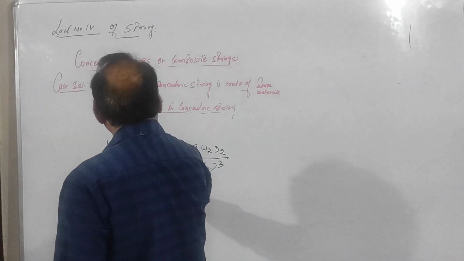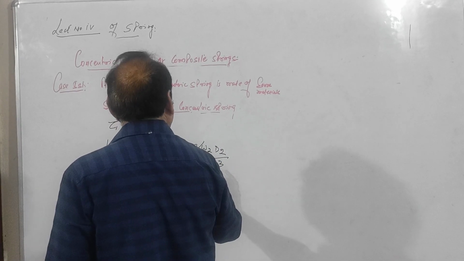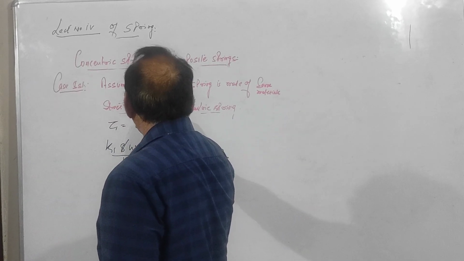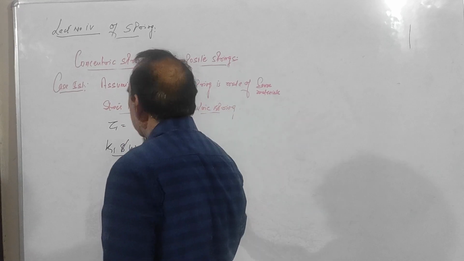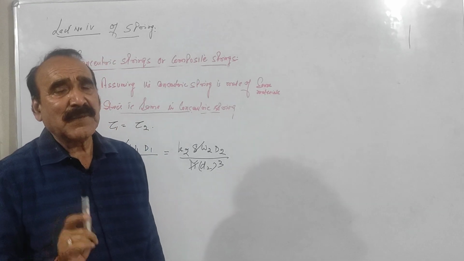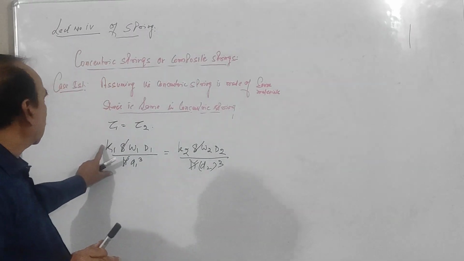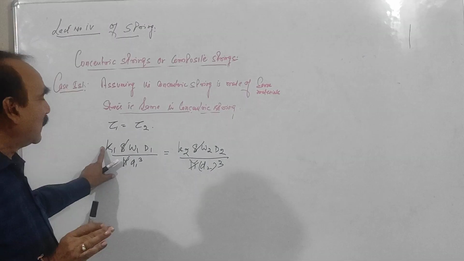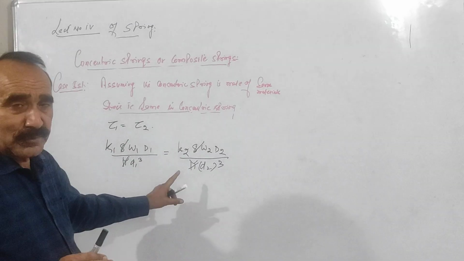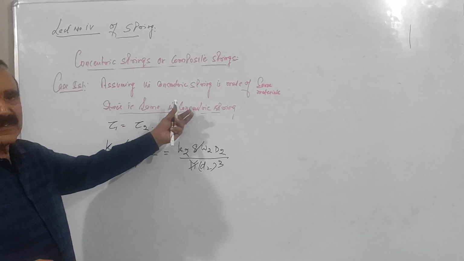देखिए 8 और 8 ये कैंसिल हो गया, राइट? पाई और पाई ये कैंसिल हो गया, राइट? अब देखिए मैंने कहा था कि if we are designing the concentric spring of the same material, in that case your stress is same, and in that case we will take your spring factor, this factor K1, like this factor, shear stress factor, this is K1, this is equal to K2, right? So this is K1 is equal to K2 when the stress is same in the concentric spring.